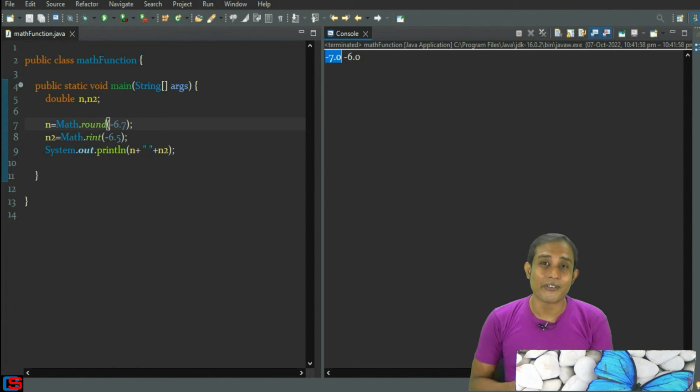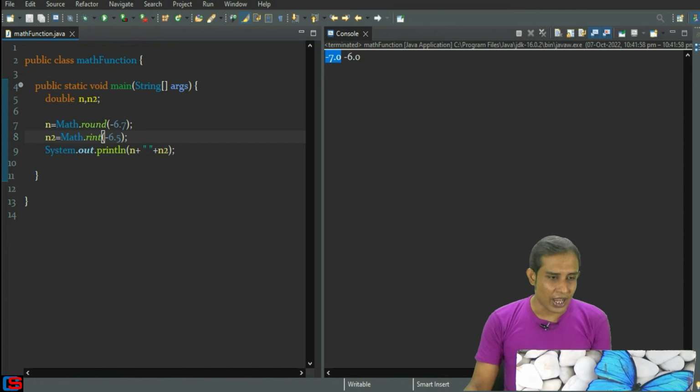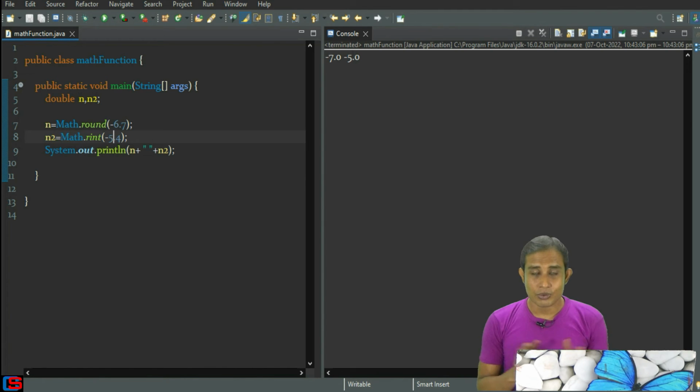Now see what happens in case of the rint function. Minus 6.5, it returns minus 6. No problem. I make it minus 6.4. It returns minus 6.0. Excellent. Now minus 5.4. It returns minus 5.0. No problem, the formula matches as in the round function. If the fractional part is 0.5 or less, it returns the higher value, so minus 5 is higher than minus 6. If I do minus 5.7, then it is minus 6.0, it returns the lower value.